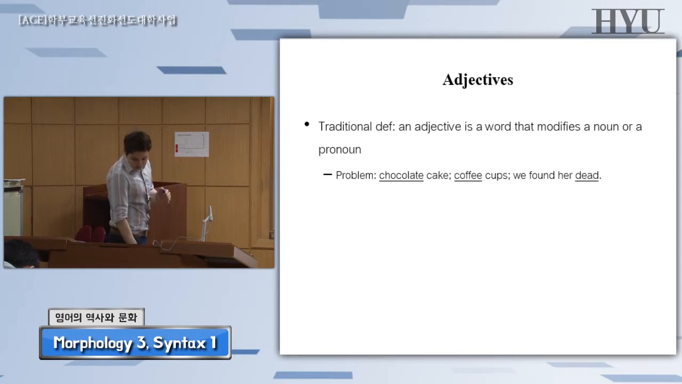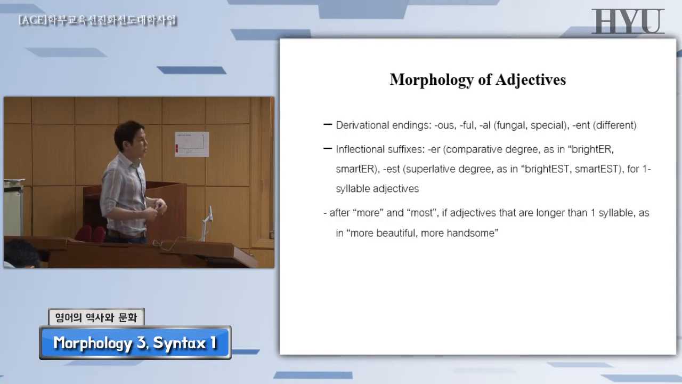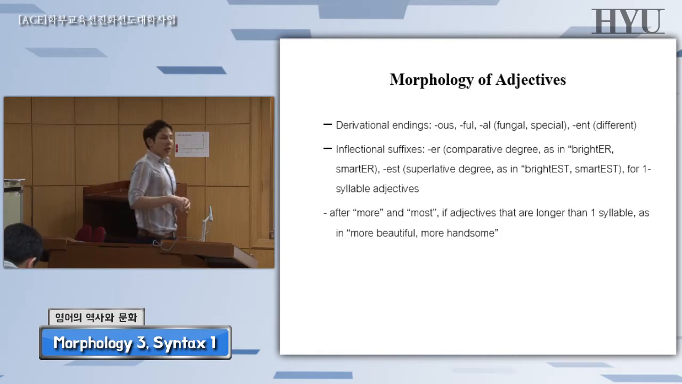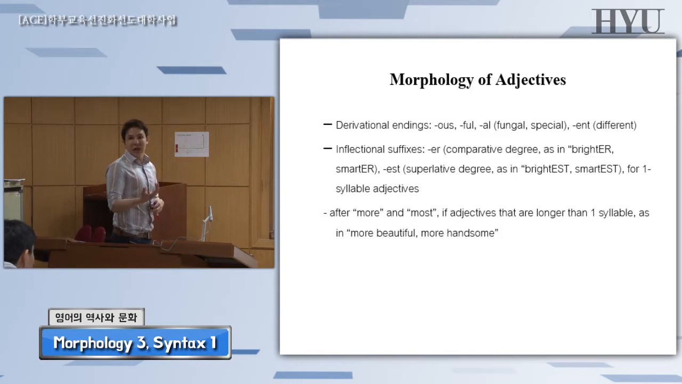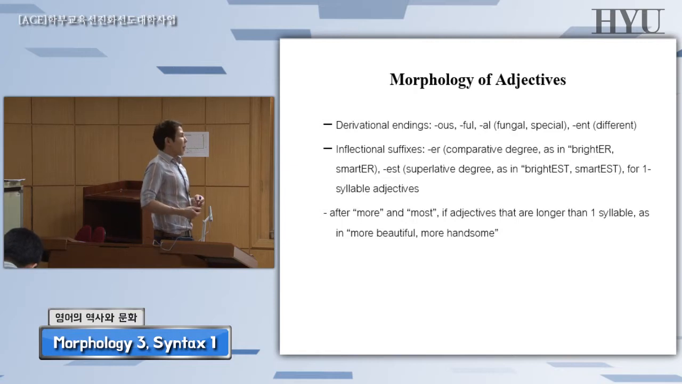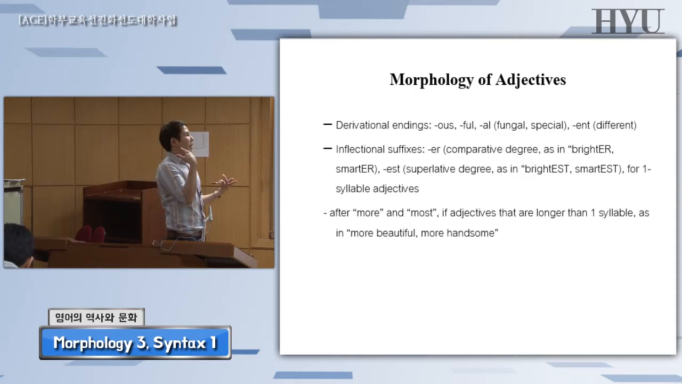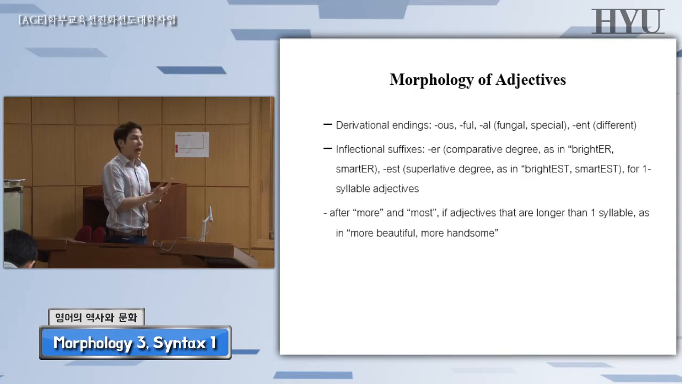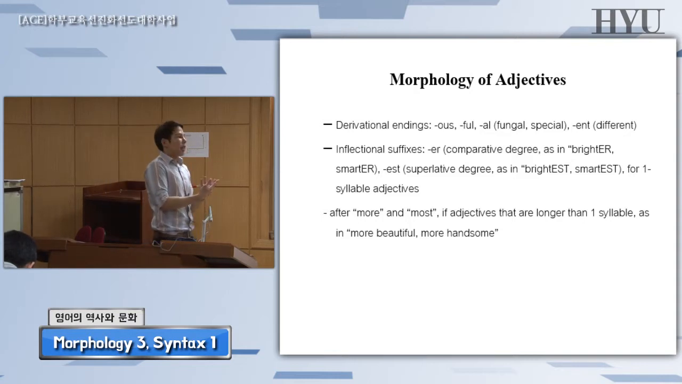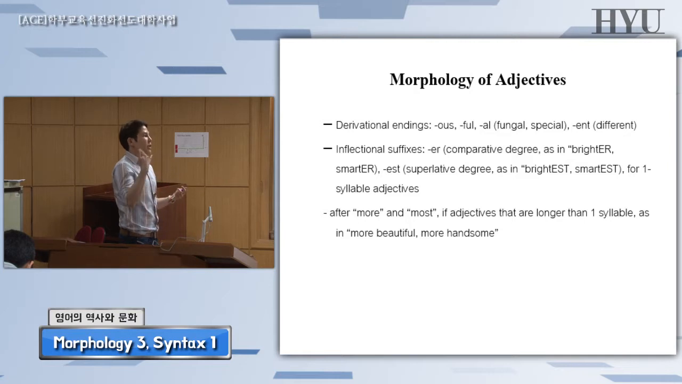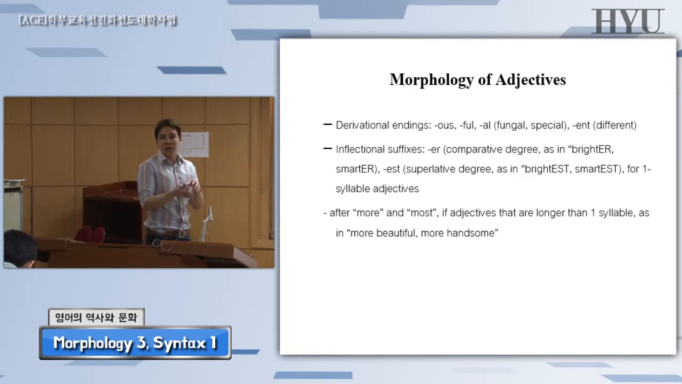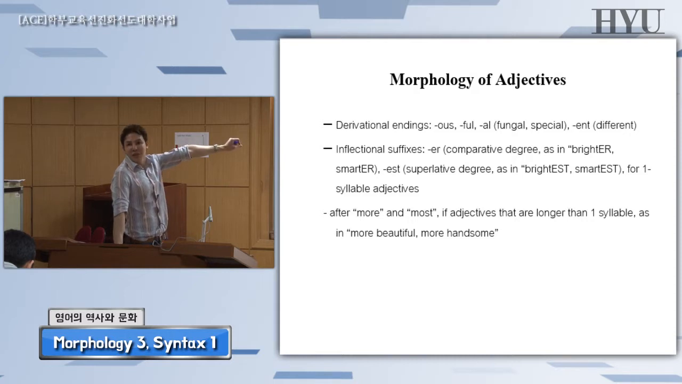So the traditional definition is, again, insufficient to screen adjectives from other words, right? To filter out. So we need some other criteria. For example, morphology. Morphology of adjectives can be recognized by looking at some suffixes like ous, ful, like awful, beautiful, or al as in fungal, special, or ent, like different. So whenever you see these suffixes, you know that you have an adjective, okay?